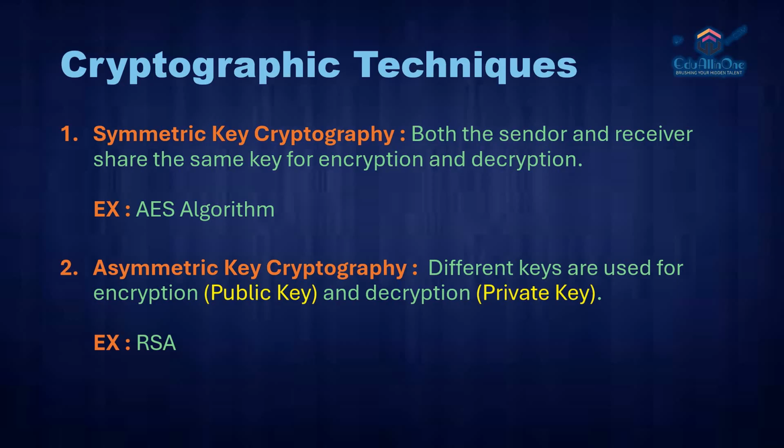Another type is asymmetric key cryptography. Here, the sender and receiver will use different keys. The sender will use a public key for encryption, and whenever the message is sent to the receiver, the receiver will decrypt it with a private key, and he will get the plain text and know the information. The best example for symmetric key cryptography is the AES algorithm, and the best example for asymmetric key cryptography is the RSA algorithm. We will learn much more about these algorithms in further videos.